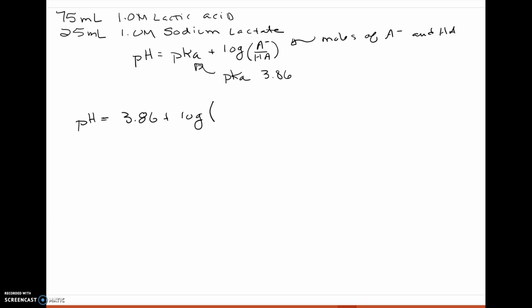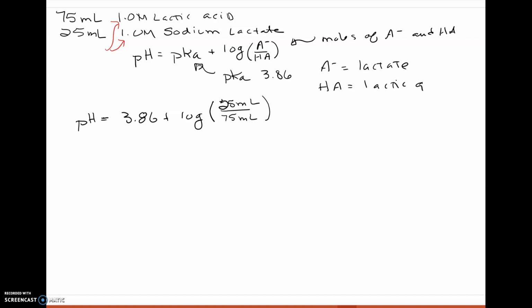Actually, let's do the log of 25 over 75. Again, we're using the volumes because these concentrations are the same, so the volume ratio will be the same as the mole ratio of A minus and HA. And A minus is the lactate, and HA is lactic acid.